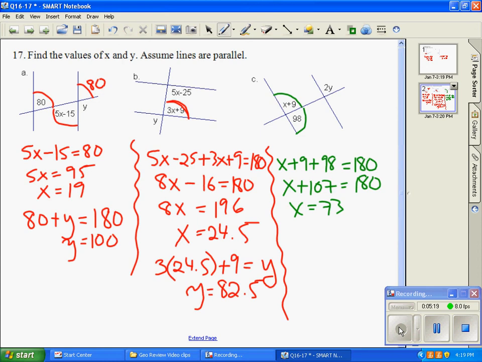And now we want to find the y. Now, since x is 73, this angle up above is 73 plus 9, which gives us 82. And that angle is corresponding with 2y. So we can say that 82 equals 2y. So divide both sides by 2, and that gives you that y equals 41.